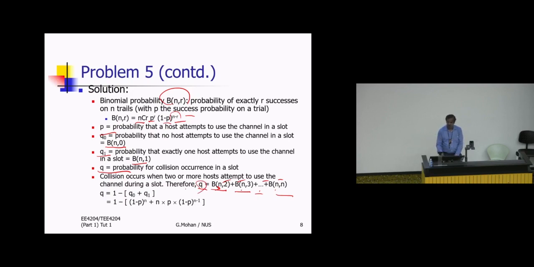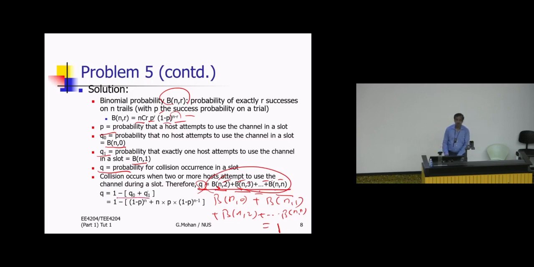So we are interested in calculating this, but that would be very difficult using this formula for B(n,2), B(n,3), and so on. But we know that B(n,0) plus B(n,1) plus B(n,2) up to B(n,n) equals 1, right? They are all mutually exclusive. So to calculate this, we use a shortcut method. This is nothing but 1 minus (Q0 plus Q1).